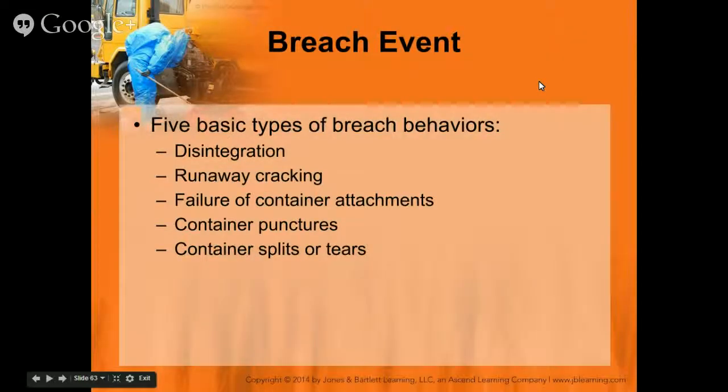Different types of behaviors of a container. These are different terms you can find in your book. It can disintegrate, runaway cracking. The attachments, this means the valves that you use to offload it, might fail. Let's say we roll this thing on the interstate and it snaps off the valve that holds everything back. Now we've got a big problem. Punctures and tears.